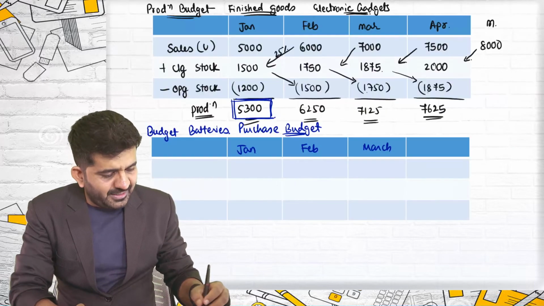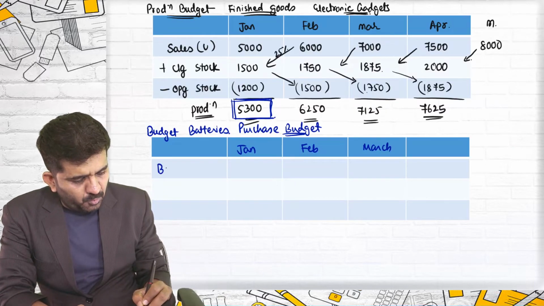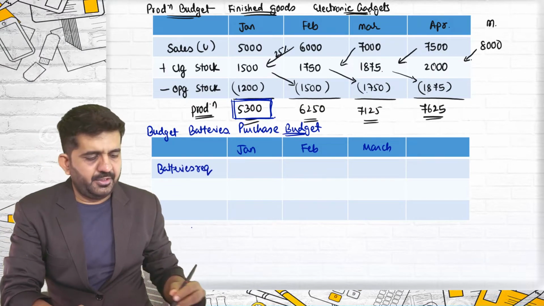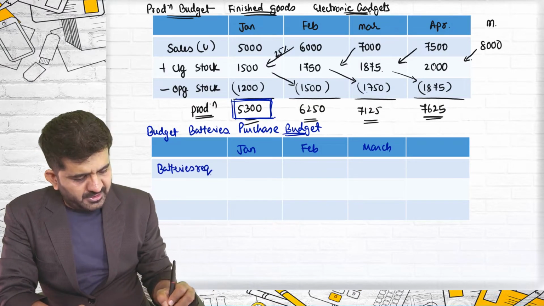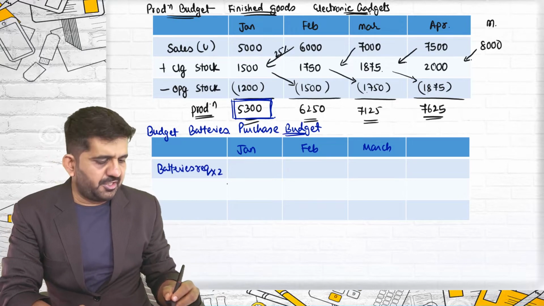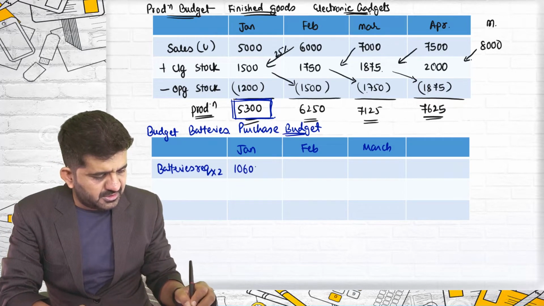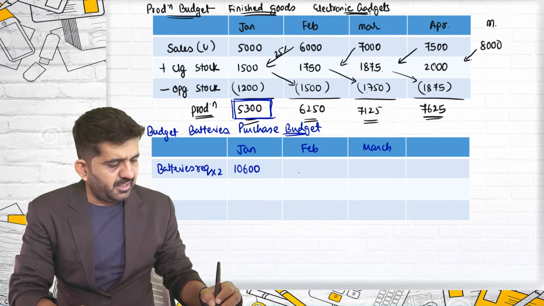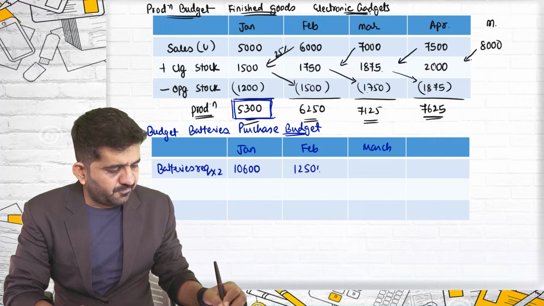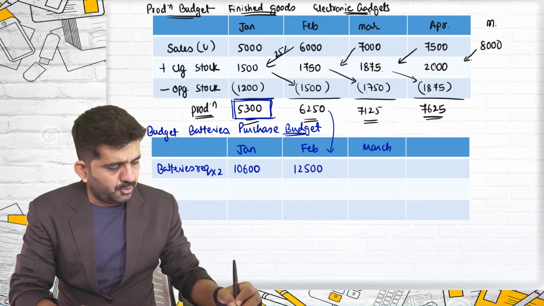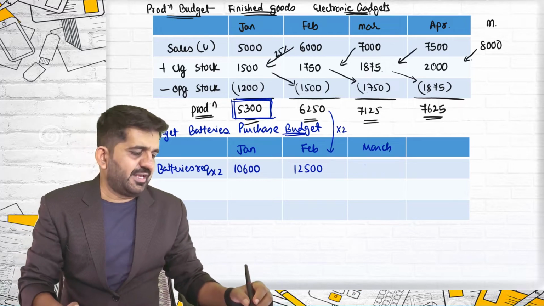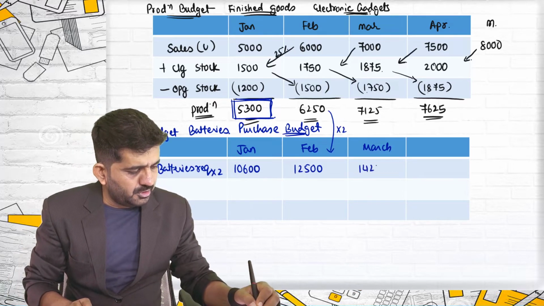So how many batteries will be required? Batteries required to produce is 5,300 multiplied by 2, which is 10,600. In February, I will require 12,500. How? 6,250 into 2. And in March, 7,125 into 2 will be 14,250.